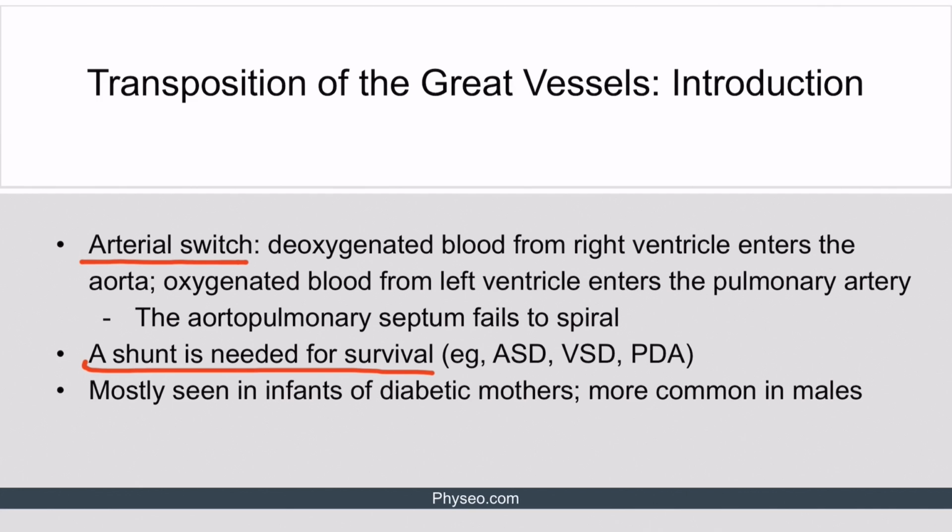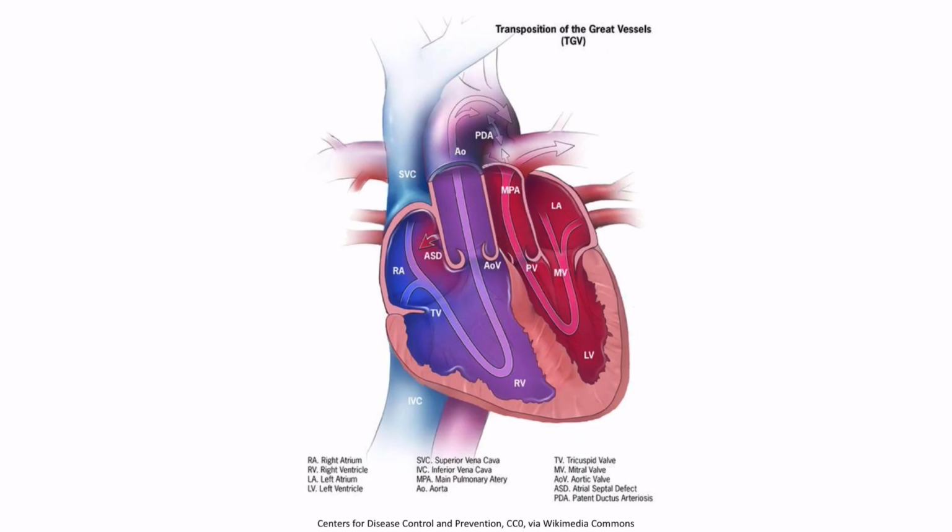Transposition of great vessels is mostly seen in infants of diabetic mothers and is most common in male babies. Here's an illustration showing transposition of great vessels. Notice that the aorta is arising from the right ventricle and the pulmonary artery is arising from the left ventricle. This is opposite to what we see in a normal heart.